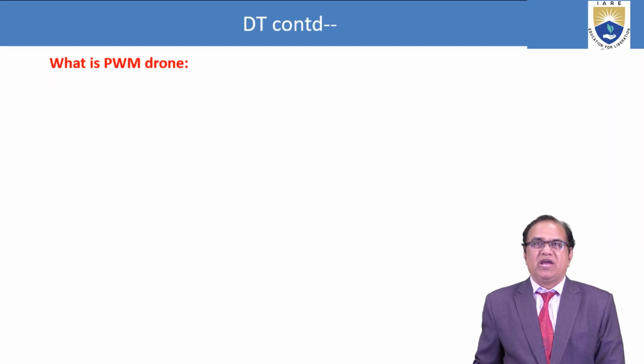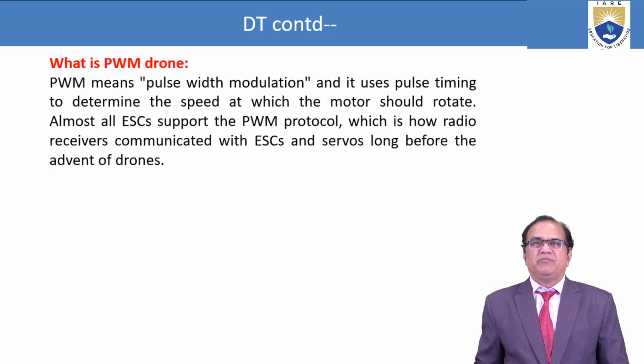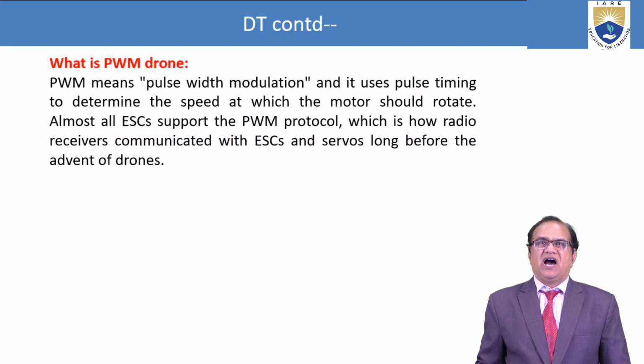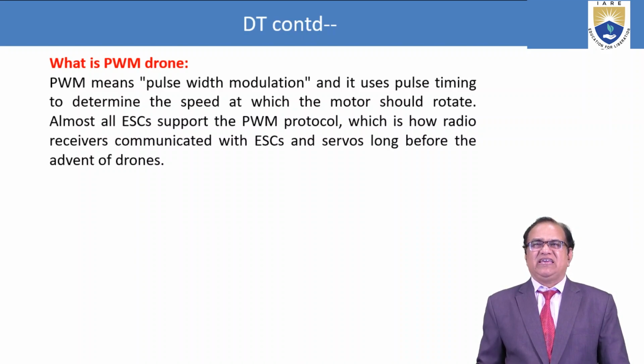What is a PWM drone? PWM means pulse width modulation and it uses pulse timing to determine the speed at which the motor should rotate. Almost all ESCs support the PWM protocol, which is how radio receivers communicated with ESCs and servos long before the advent of the drone.